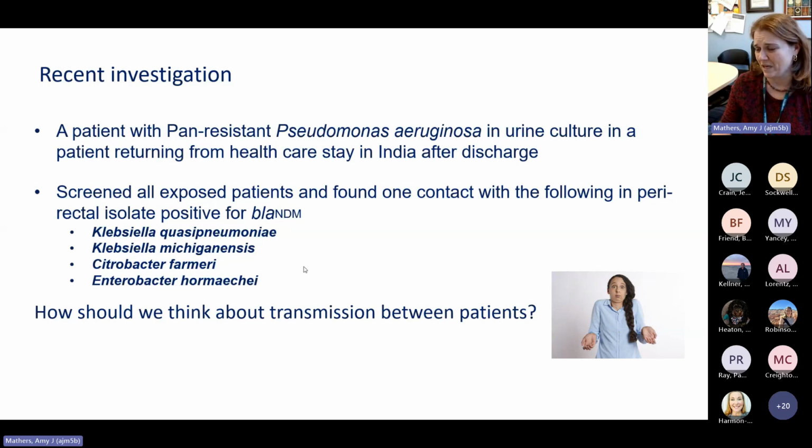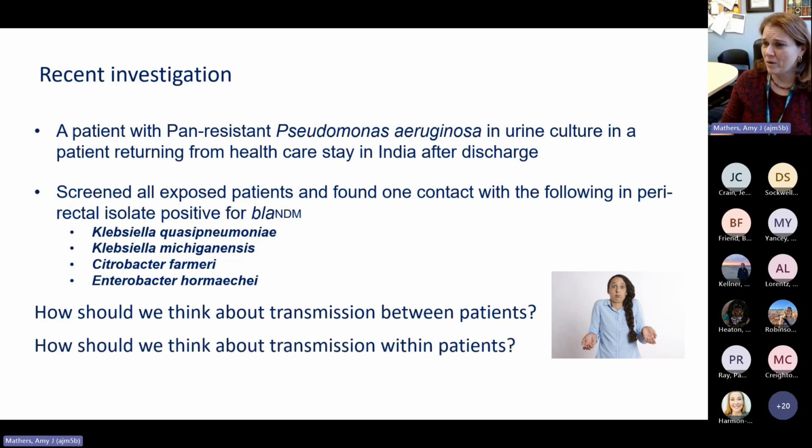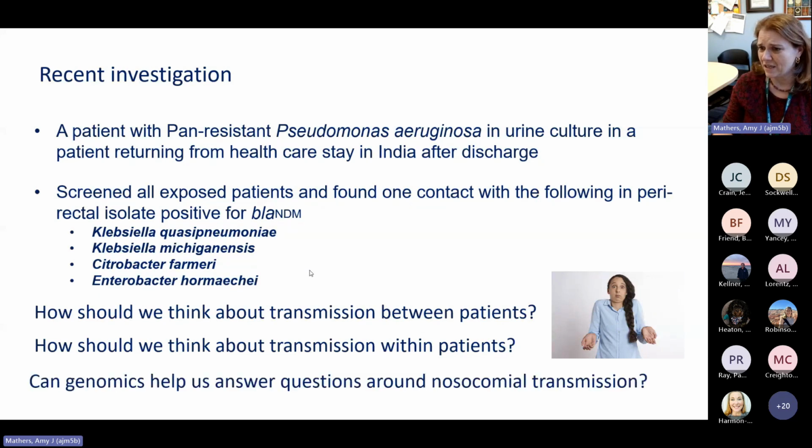We don't see very many NDMs, so we were like, shoot, I'm not sure what's going on here, but I am concerned about transmission. What about within the patient? Did this patient independently acquire all 4 of these species, or was there something going on in that patient's gut? And can we use genomics to try to answer the questions around how this transmission occurred?